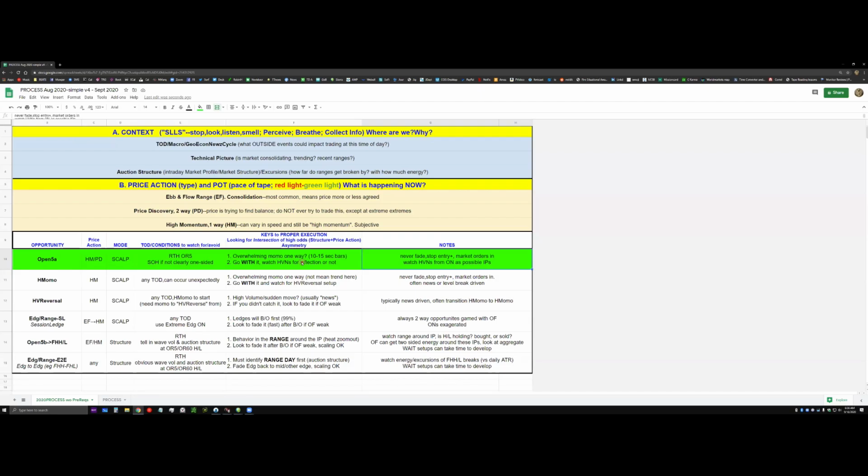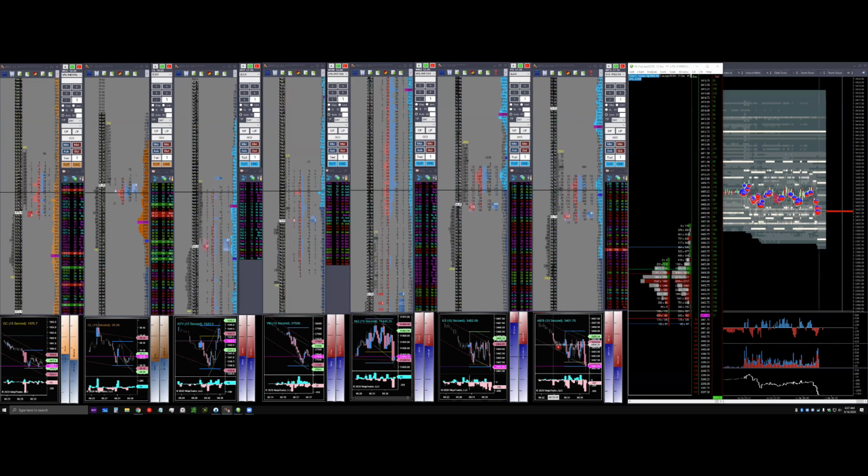What else do you need to know? Is there overwhelming momentum one way? The 10 to 15 second bars are the way to see this. Over and over again, I've said, don't try to watch this on the DOM unless you're good at the DOM. If you've made it to DOM from the chart, then you can do that. That's what I do. But I still use the 15-second bars because they're just so graphical. Look at that. I don't need to see anything else but that right now.